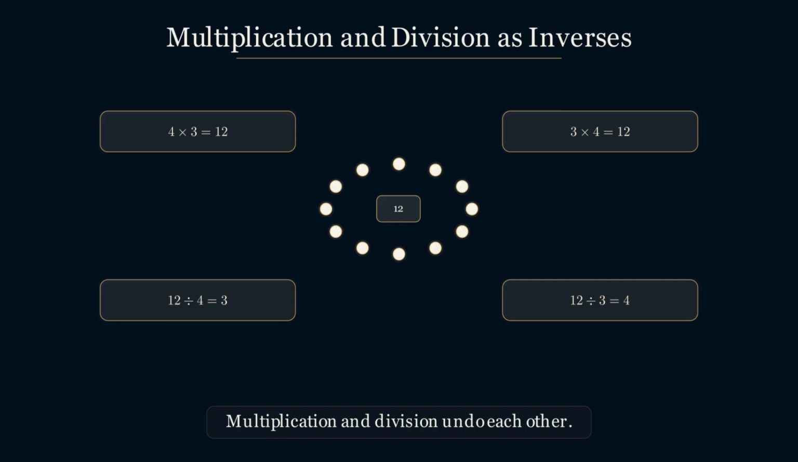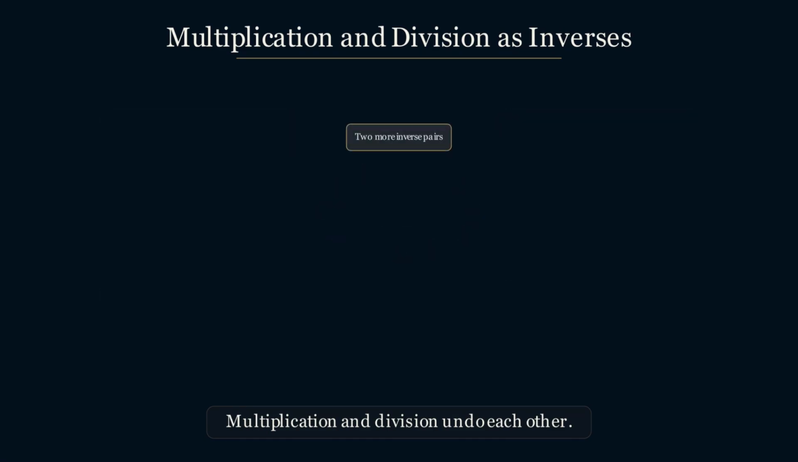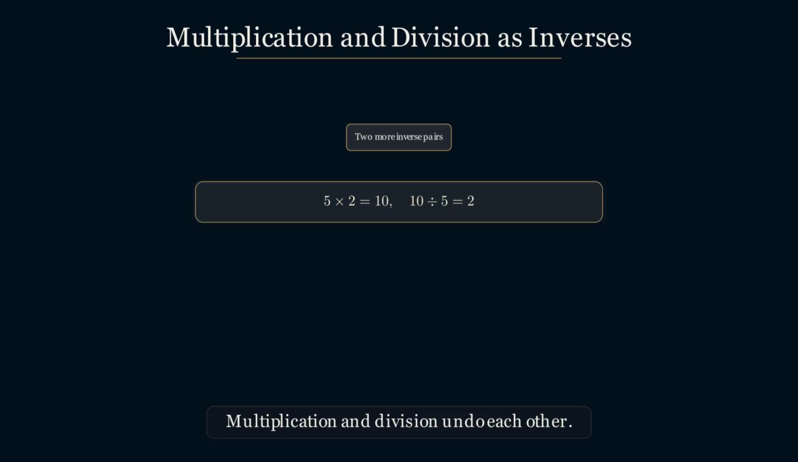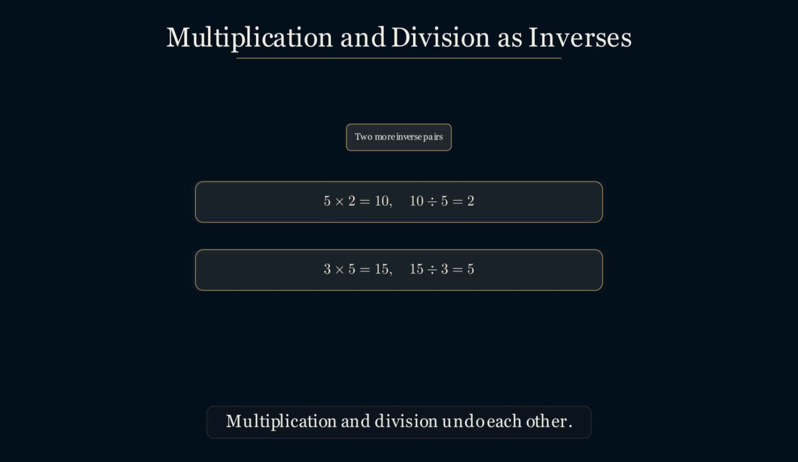If multiplication builds a total from equal groups, division can start from that total and recover the group size or the number of groups. The same inverse idea works with other facts too. 5 times 2 equals 10, so 10 divided by 5 equals 2. 3 times 5 equals 15, so 15 divided by 3 equals 5. Each pair is connected by the same structure.